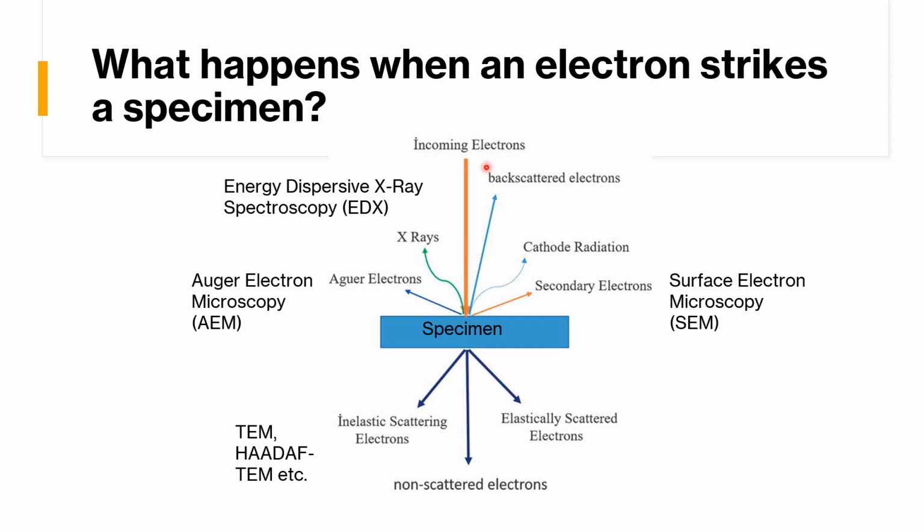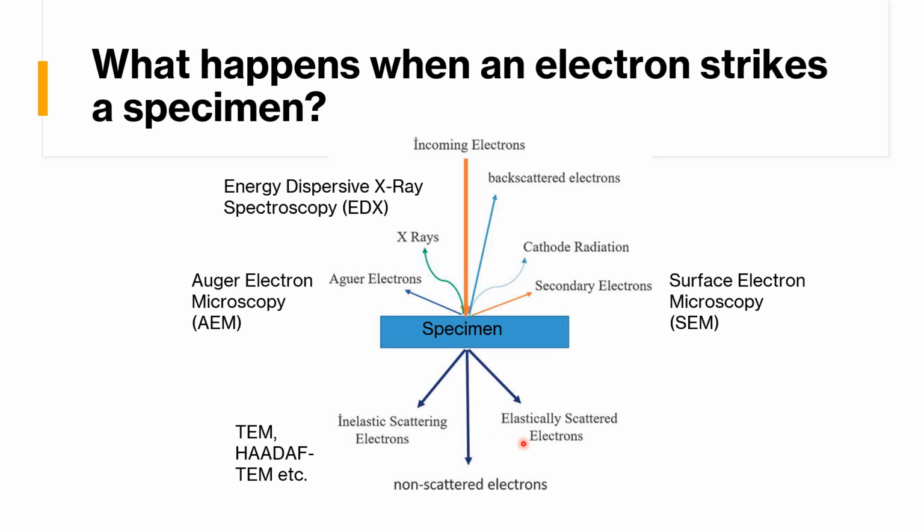Here we have incoming electrons. When incoming electrons strike the specimen, several things can happen. The electrons can backscatter, or there may be emission of secondary electrons, or emission of positrons, or emission of X-rays as well. Or if the specimen is sufficiently thin, then the electrons can transmit through the sample. They can transmit without scattering, or if they scatter, there are two ways of scattering. The first way is inelastic scattering, and the second way is elastic scattering.